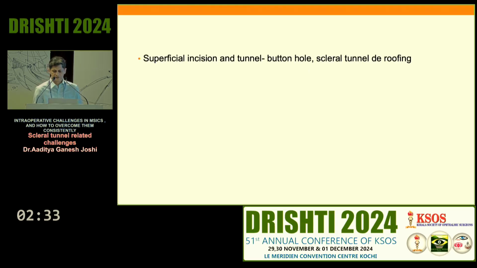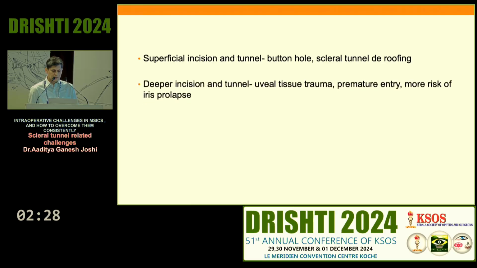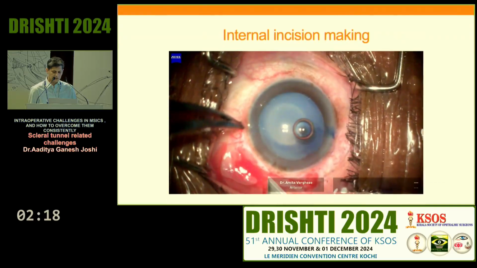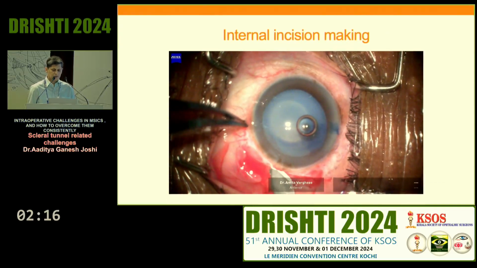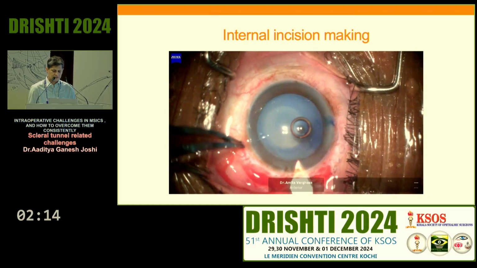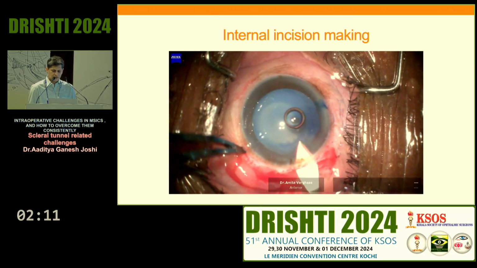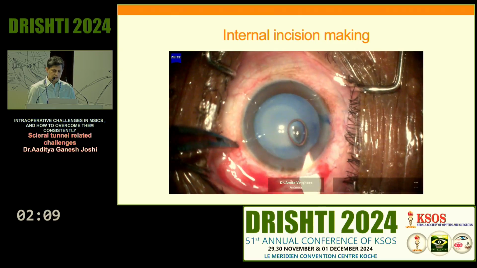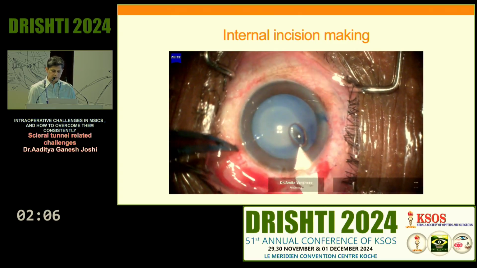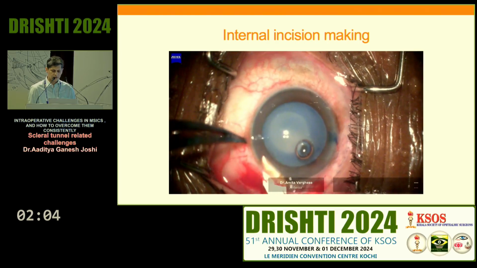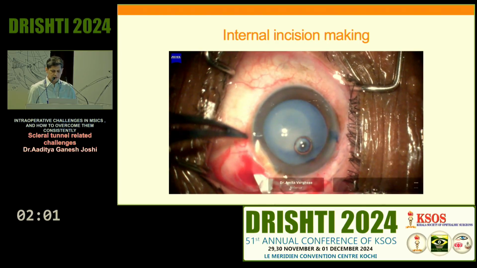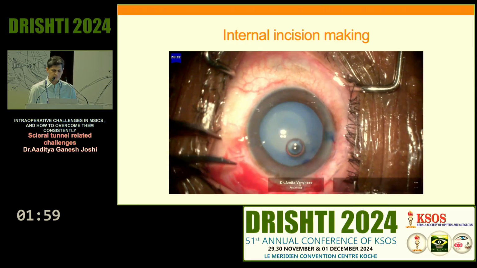So superficial tunnels can cause buttonholing, scleral tunnel deroofing, but the deeper ones can sometimes lead to uveal tissue trauma. We can have a premature entry which will cause leaking wounds, and there will be more risk of iris prolapse. For the internal incision, the globe should be firm enough with a viscoelastic inside. The keratome should be quite sharp, and then we have to dip into the internal plane we have made, and then dip into the anterior chamber. The knife should be parallel to the iris plane.